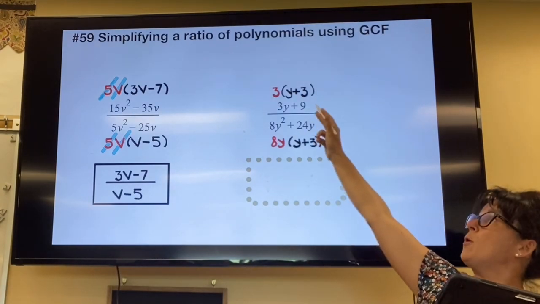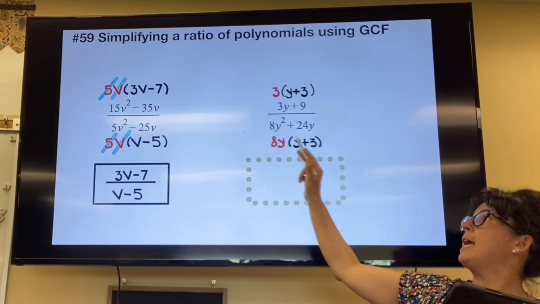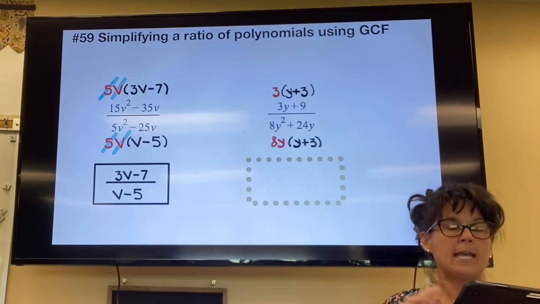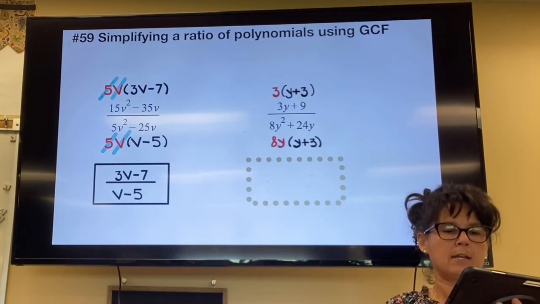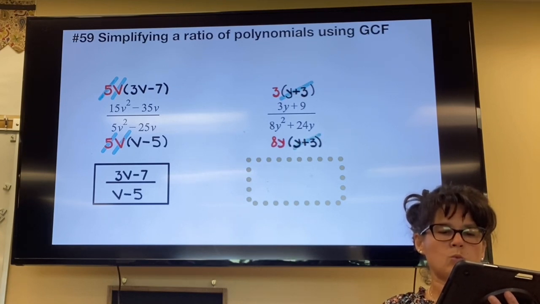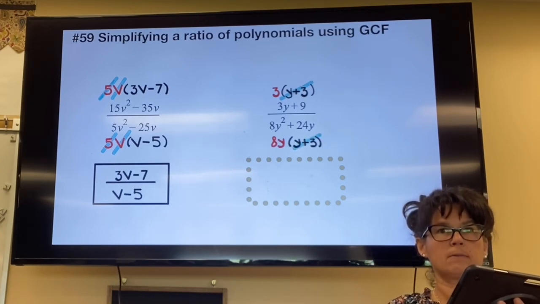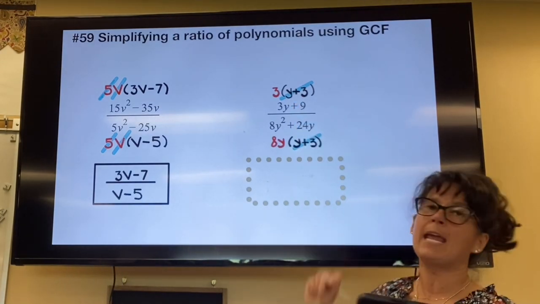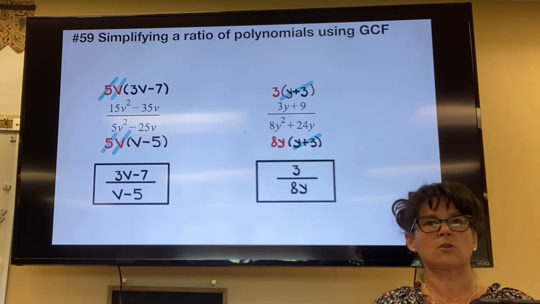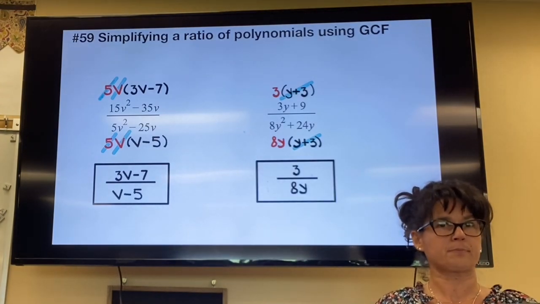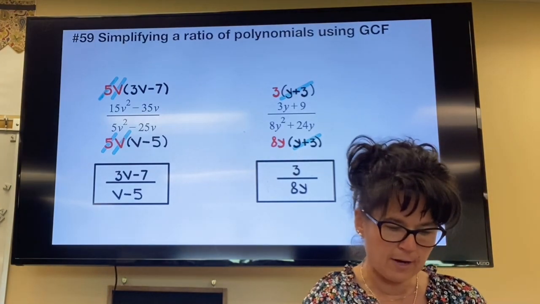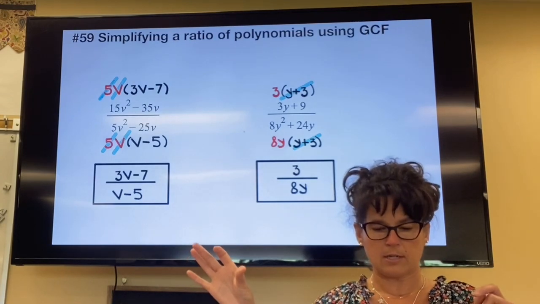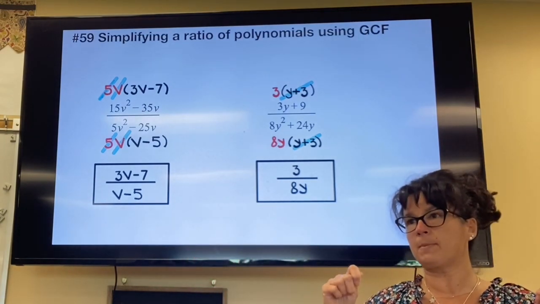Now that it's 3 multiplied by y plus 3, and 8 multiplied by y multiplied by y plus 3, I can cancel any of the pieces that are being multiplied. So the y plus 3 and this y plus 3, those can cancel. And then I still have a 3 in the numerator and an 8y in the denominator. And so there's our simplified fraction. So to be able to simplify a fraction, you need to turn everything into multiplication, and then you can start crossing off the pieces that are alike.